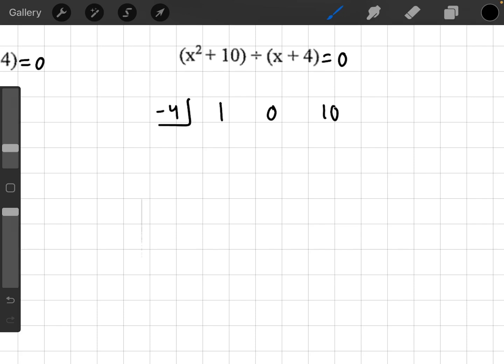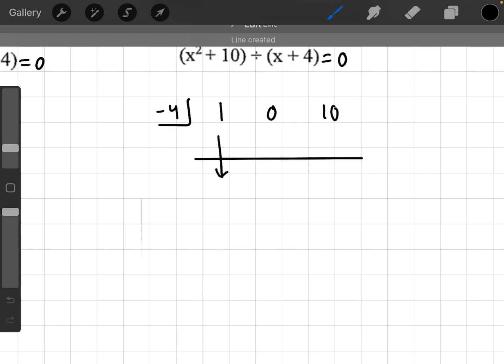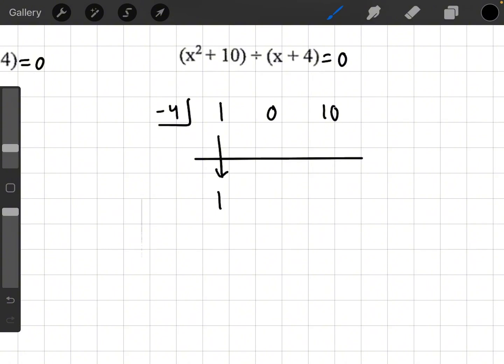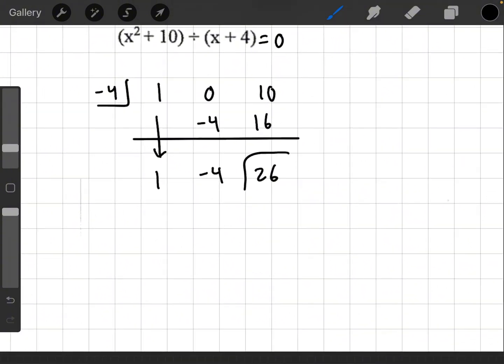Bring the 10 down. First term goes down to the bottom. 1 times the root, negative 4. Adding these together, we get negative 4. Negative 4 times the root is 16. 16 plus 10 is 26. We do have a remainder here, so we'll have to add something to the end. 1x minus 4 plus 26 over x plus 4.